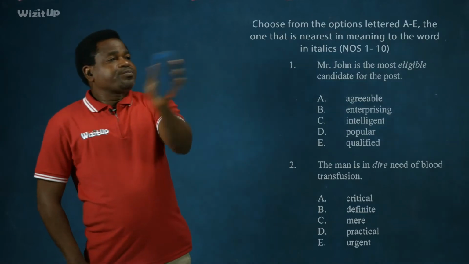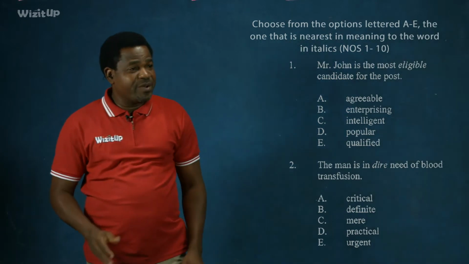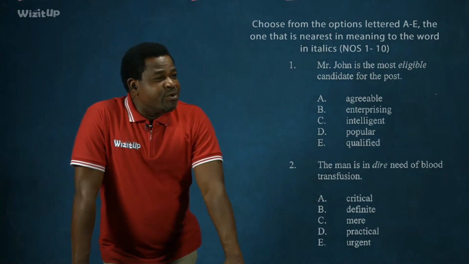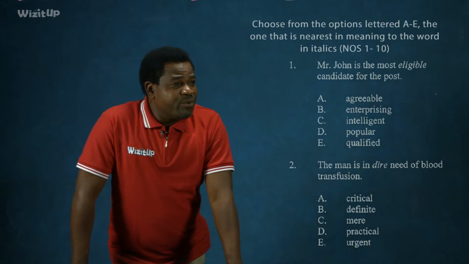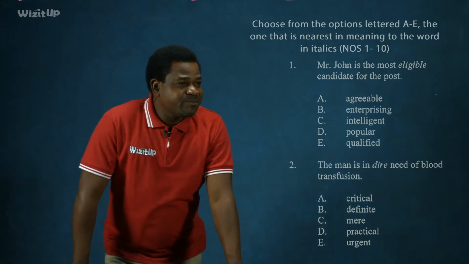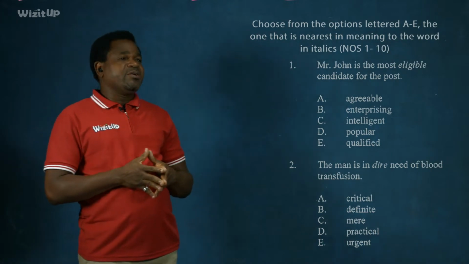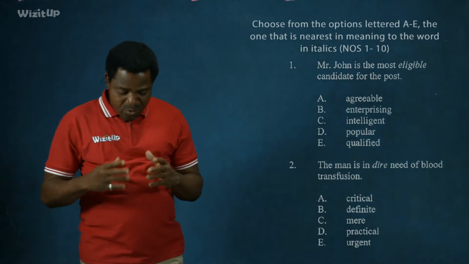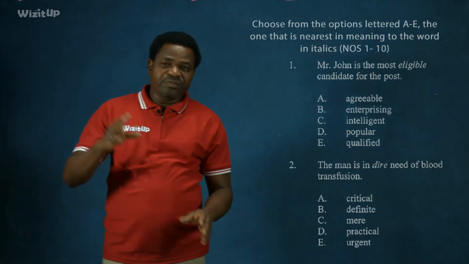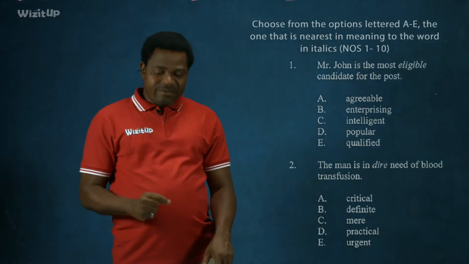It goes on. Now, we get into the practical aspect itself. We have: choose from the following options lettered A to E, the one that is nearest in meaning to the word in italics, numbers 1 to 10. Now here, they're simply telling you that you have 10 questions, and what you will be expected to do is choose words or phrases that are nearest in meaning.